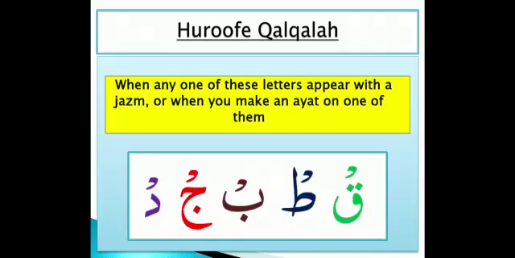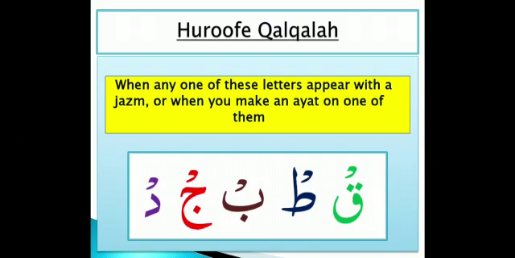When to do Qalqala? When any of these letters appear with a jazm, then you will do Qalqala. Only when they have a jazm, a sakin. So when they are mutaharrik with zabar zir pesh, then there will be no Qalqala.